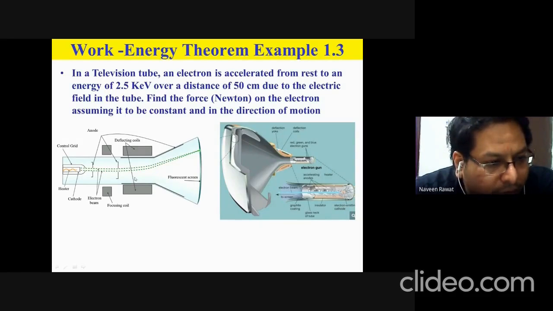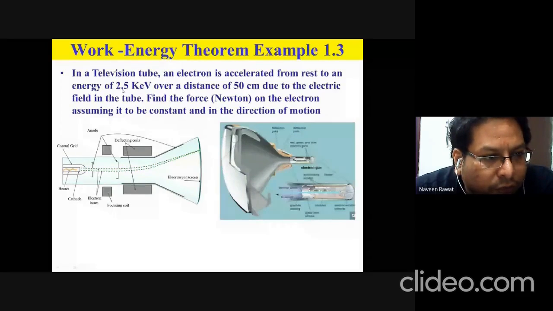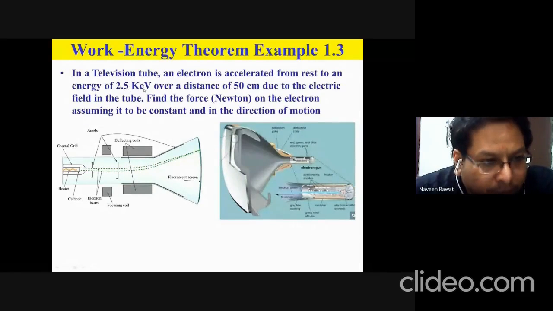You have these deflecting coils which can take these electrons and project them anywhere on the screen. Okay, so the question that we want to answer is that this electron is getting accelerated from a position of rest to a value of energy of 2.5 kilo electron volts. The distance that it is getting accelerated over is 50 centimeters. The reason it is being accelerated is that there is an electric force because of the electric field present inside the tube.